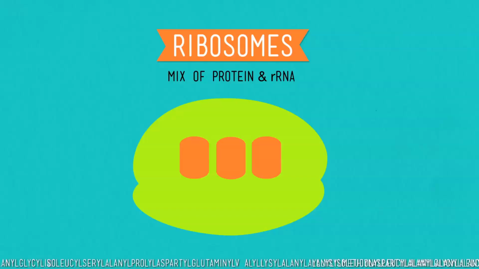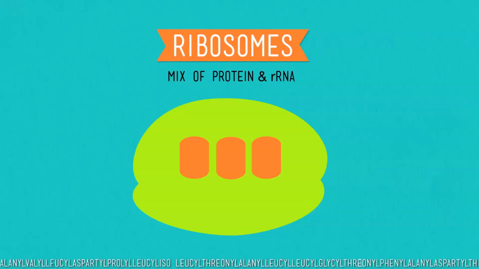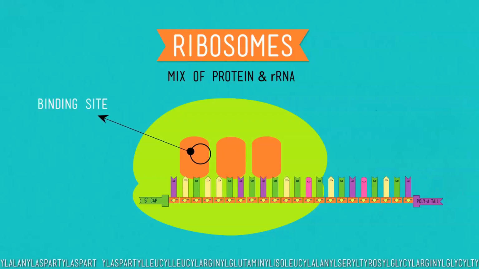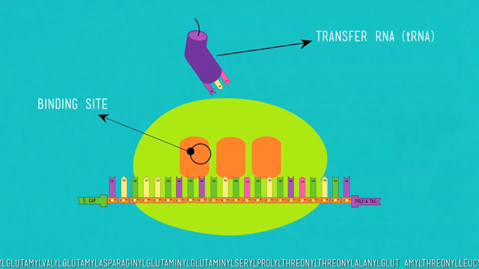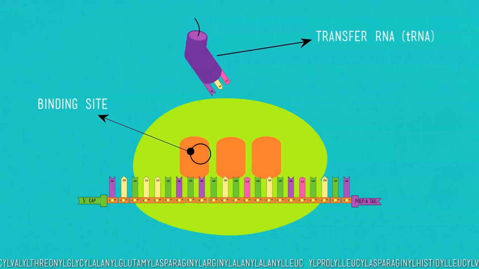rRNA doesn't contribute any genetic information to the process. Instead, it has binding sites that allow the incoming mRNA to interact with another special type of RNA, the third in this caper, called transfer RNA, or tRNA. And tRNA really might as well be called translation RNA because that's what it does. It translates from the language of nucleotides into the language of amino acids and proteins.